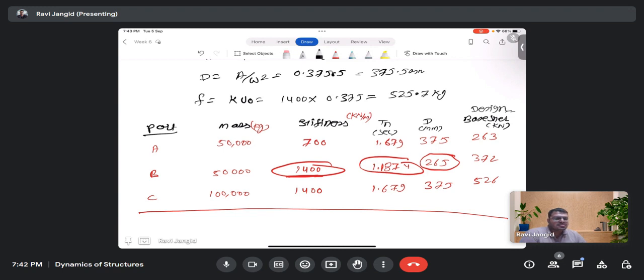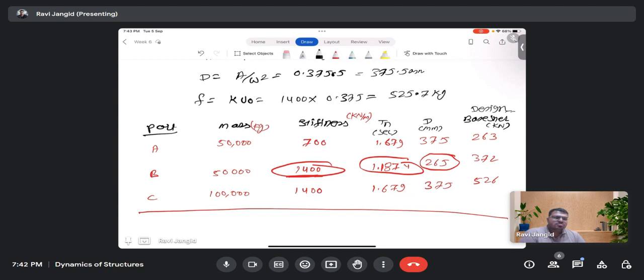Demand means we have to satisfy that 372 kilonewton force. That means, for higher base shear, we can say that our system is less efficient. Okay, here Part A is efficient. Can we say that?